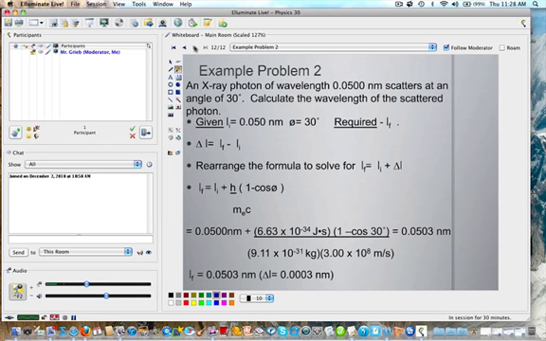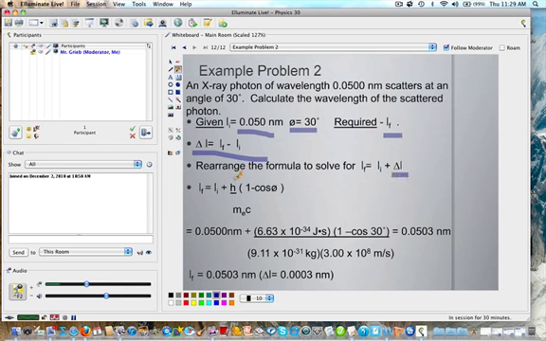An X-ray photon of wavelength 0.0500 nanometers scatters at an angle of 30 degrees. Calculate the wavelength of the scattered photon. So here we're given the initial wavelength, the angle of scattering, and we're looking for the final wavelength. So we do know that the change in wavelength equals the final minus the initial. And so we're going to rearrange that formula to solve for the final wavelength. So that's going to be the initial wavelength plus the change in the wavelength.